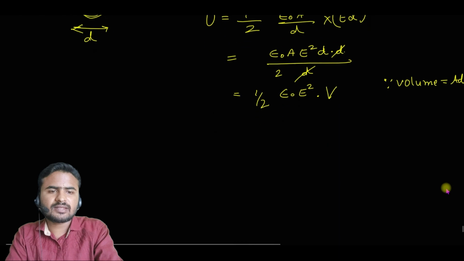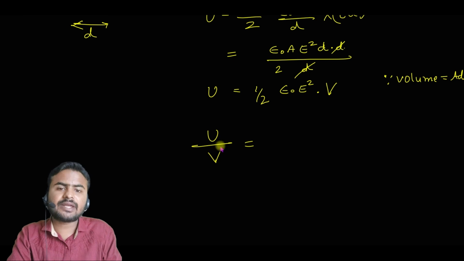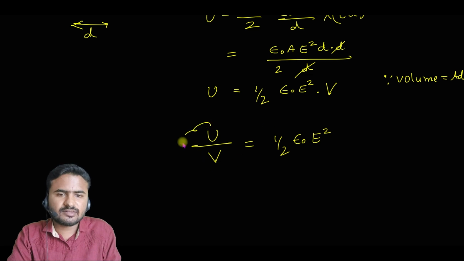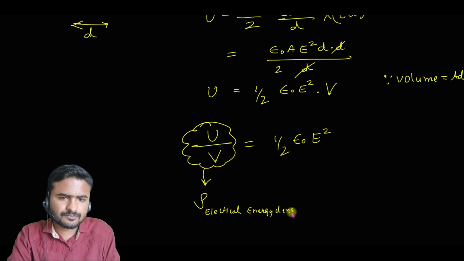Now you take that volume to the LHS. Then U divided by V, energy divided by volume, gives you energy per unit volume. That is nothing but half epsilon naught E square, and this energy per unit volume is called the electrical energy density. Electrical energy density is half epsilon naught E square.